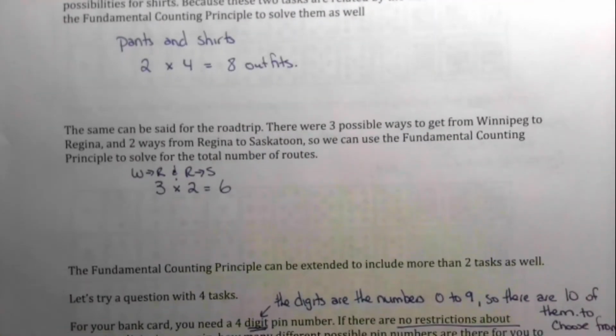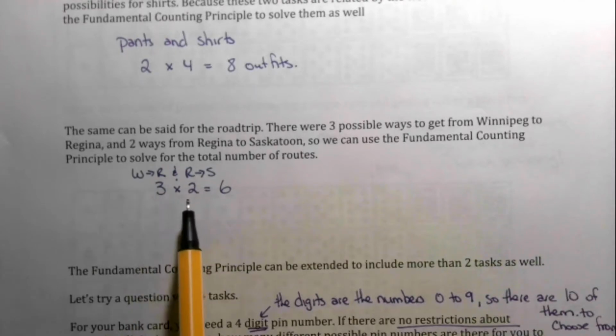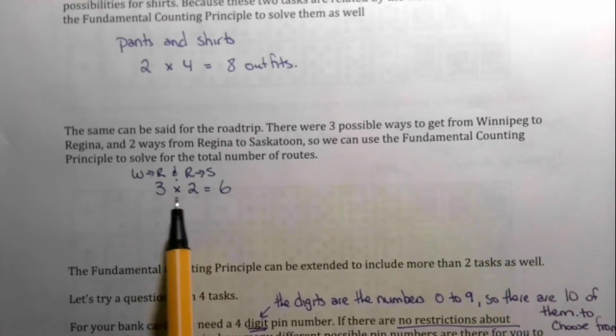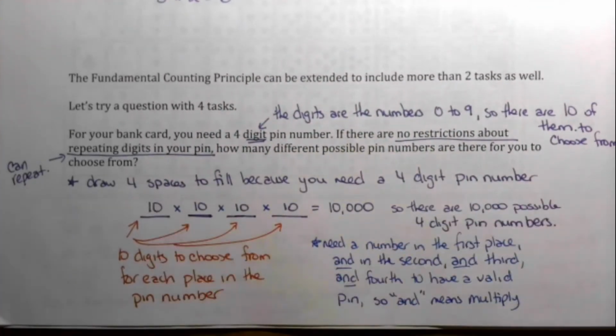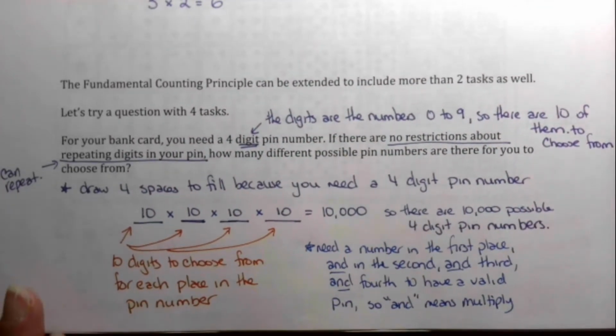The same for the road trip. 3 ways to get to Regina, 2 ways to get to Saskatoon. You've got to do both, so and, multiply, you get 6. This idea of them being related by the word and is the fundamental counting principle. We can do the fundamental counting principle for more than 2 tasks. We can do it for any number of tasks that we have.